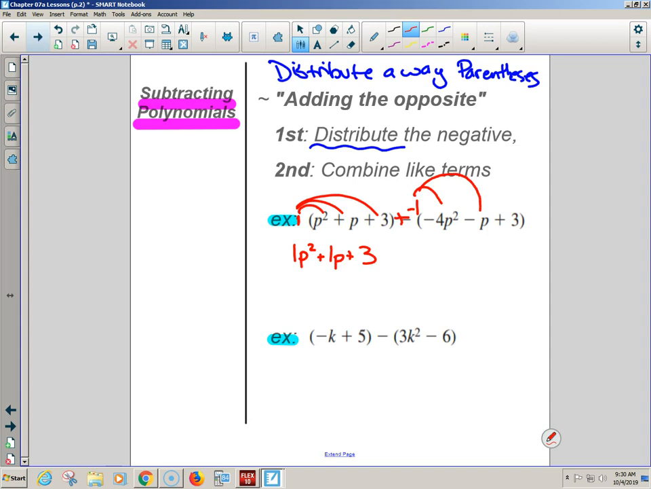And guys, what happens when we multiply a quantity by a negative number to the sign? It's supposed to switch. It's supposed to flip. So negative 1 times negative 4p squared, isn't that going to be a positive 4p squared? A negative 1 times a negative p, isn't that going to be a positive p? And a negative 1 times a positive 3 is a negative 3.